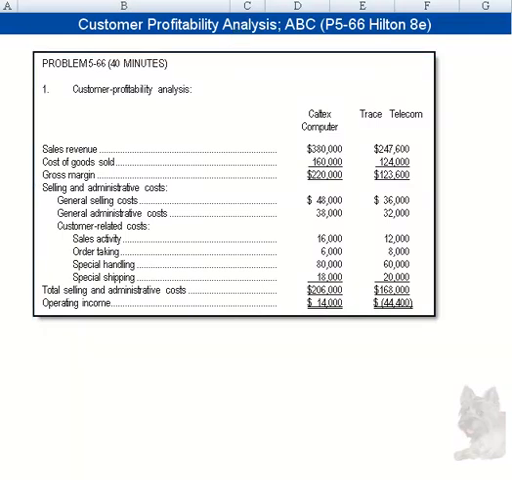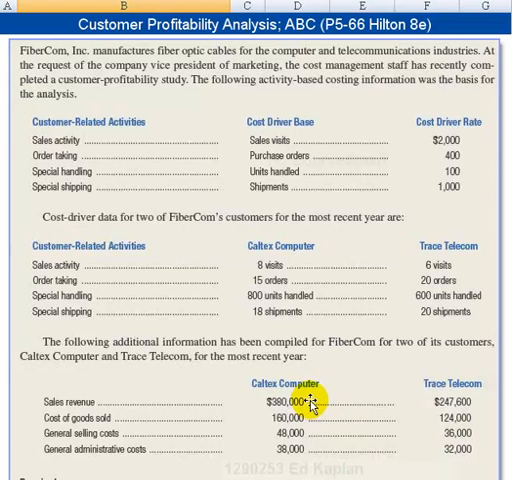And what you see is the customer profitability analysis has 2 columns, one for our Caltex Computer customer and one for Trace. And then we just drop in the numbers, right? At least on the top part. Sales revenue was $380, cost of goods sold $160 for Caltex. Trace, it was $247.6 and $124. And these are in thousands. And those numbers came from right here: $380, $160, $247.6 and $124.